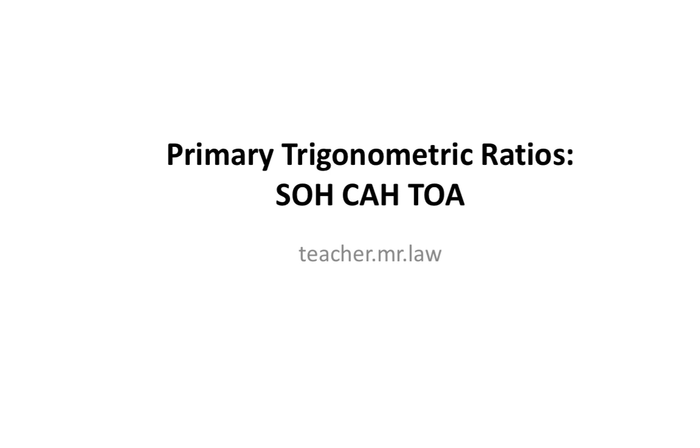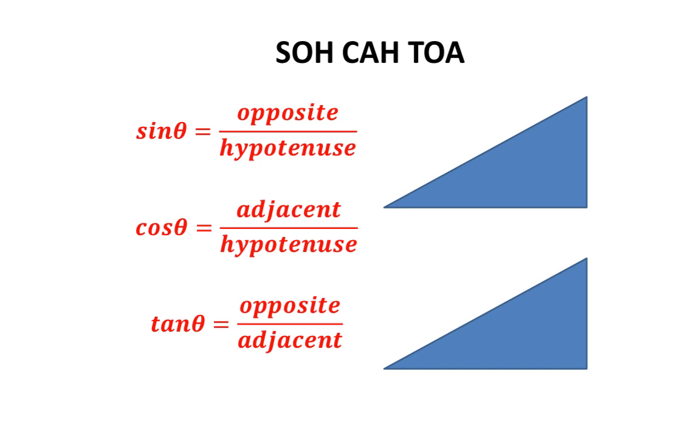In today's lesson, we'll be learning about the primary trigonometric ratios. We use a mnemonic called SOHCAHTOA to remember them. SOHCAHTOA is a mnemonic which helps us remember the three primary trigonometric ratios. SO contains the letters S, O, and H, which corresponds to sine theta, which is equal to opposite over hypotenuse.